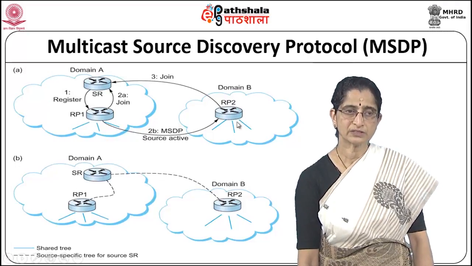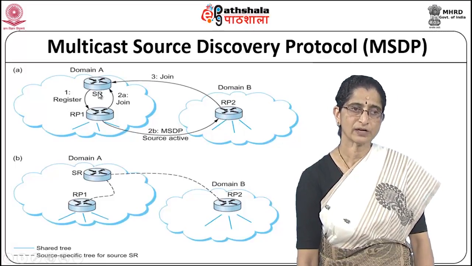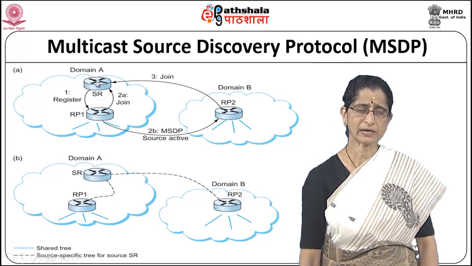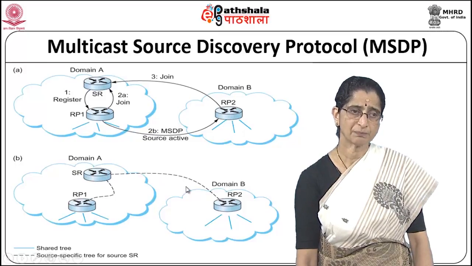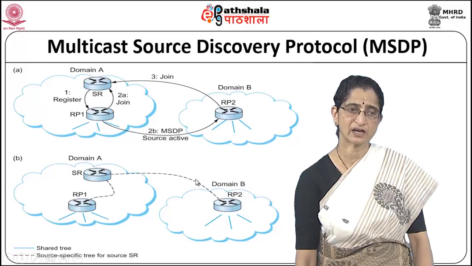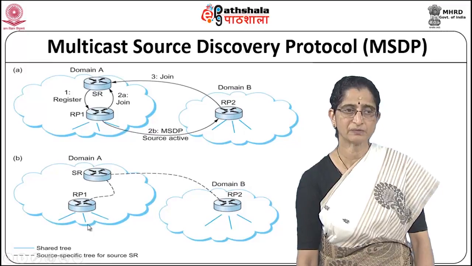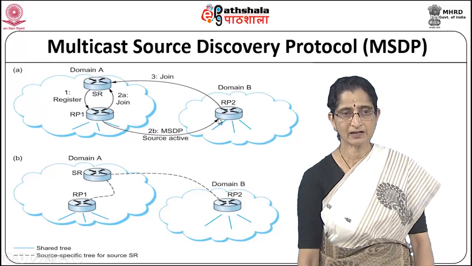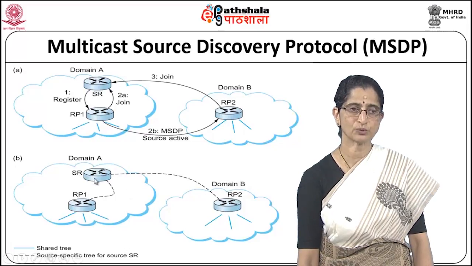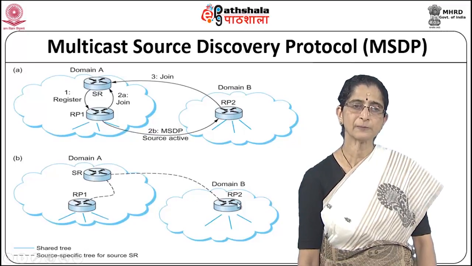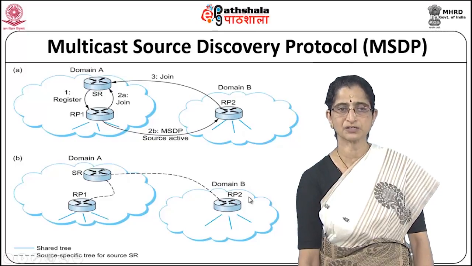Now RP2 here will see that it has members who are interested in this, so it will send a join to this SR, this router over here. Subsequently, you have a tree which is constructed, which goes from SR to RP2 and from there down to the members of this domain, and from SR to RP1 and from there to the members of this domain. So you can see that there is a complete tree set up which covers all the domains. From the requested source to the corresponding RPs which are interested in receiving data from this source, the tree will be constructed, and along this tree the data can be forwarded.